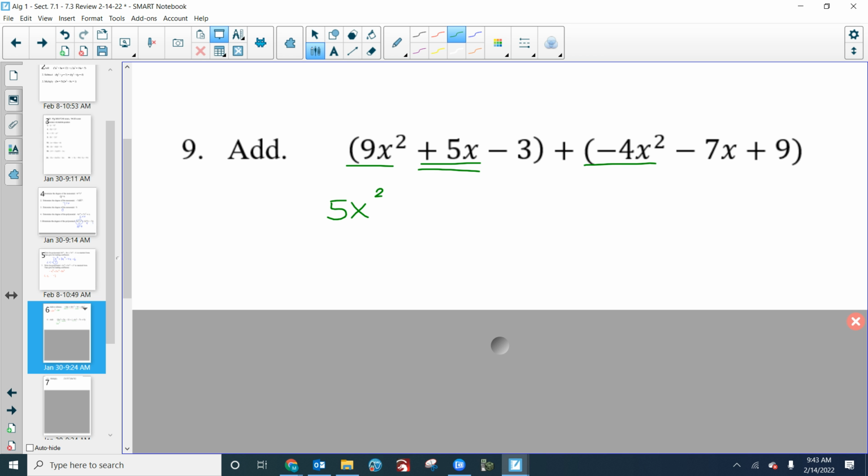Then we move on to the x's. 5x, a negative 7x, what do we get? Subtracted by 2x. Minus 2x. And we got negative 3 plus 9, which is plus 6. Good. Is that in standard form? Yes, it is. Did you guys get that as your final? Yes.